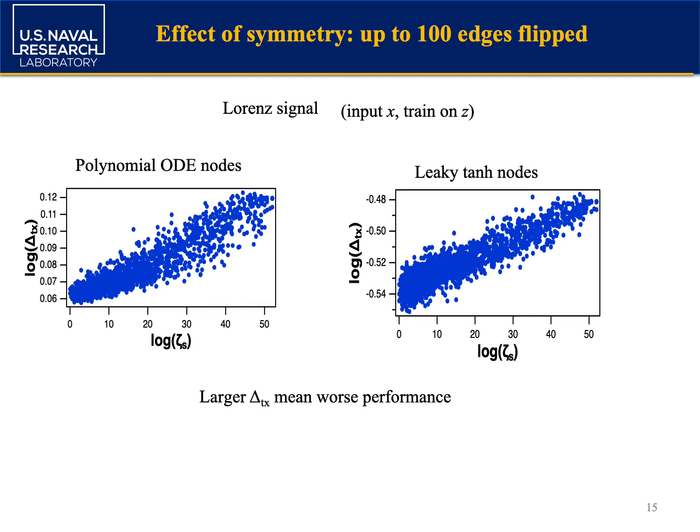Roughly the testing error with the number of symmetries increases linearly. So more symmetries is worse performance. And I see a similar pattern for the leaky hyperbolic tangent nodes on the right. As the log of the number of symmetries increases, the testing error also increases. So it seems kind of obvious that more symmetries would be a bad network, but it really hasn't been tested before, so it's good to actually confirm that that's true.